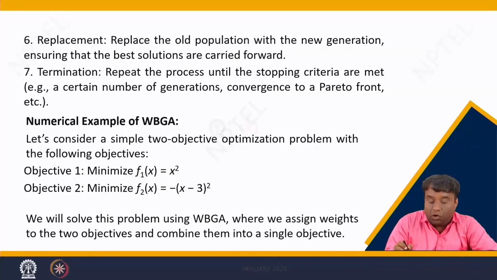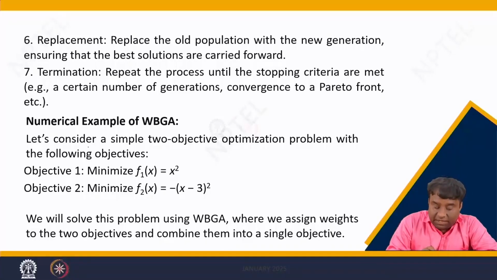Replacement: replace the old population with the new generation, ensuring that the best solutions are carried forward. Termination: repeat the process until the stopping criteria are met, that is a certain number of generations, a convergence to a Pareto front, etc. Now let us try to understand one numerical example. We'll solve one question by the method of WBGA.